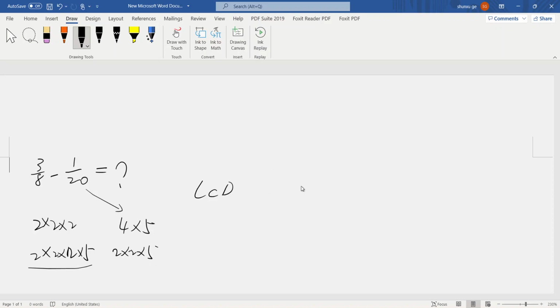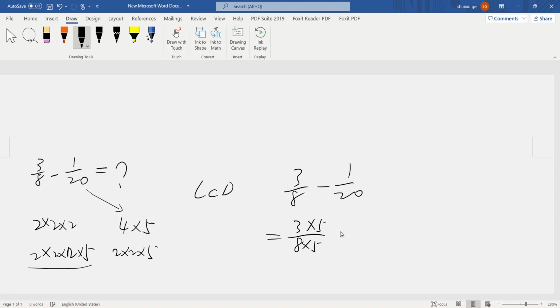So we write 3 over 8 minus 1 over 20. For 3 over 8, we have 2 times 2 times 2 is 8, so we should multiply by 5. Don't forget, if you multiply the denominator by a number, you should also multiply the numerator by the same number, otherwise you will make the calculation wrong.